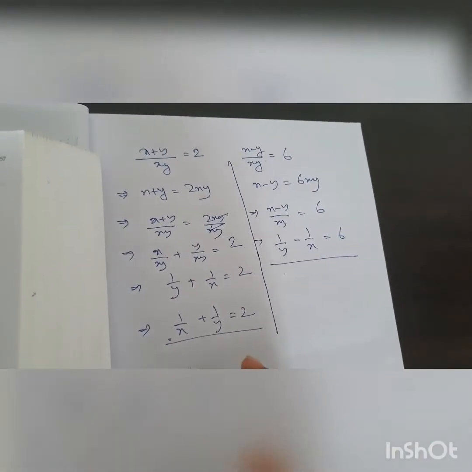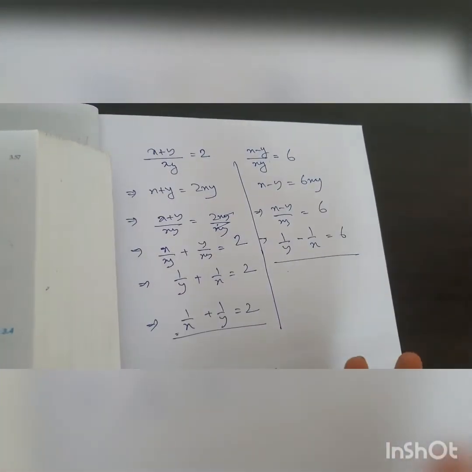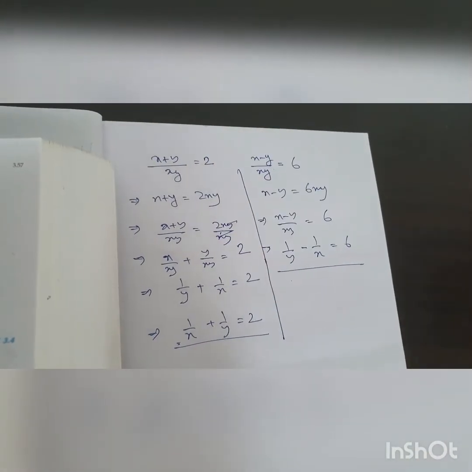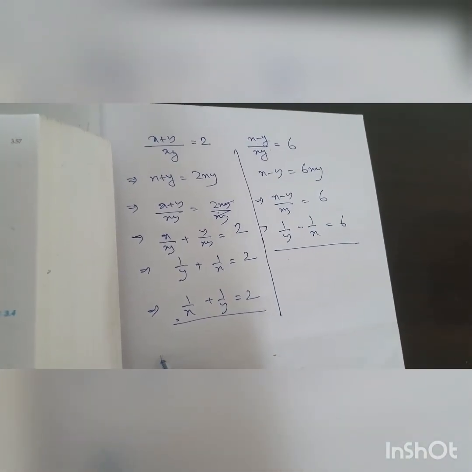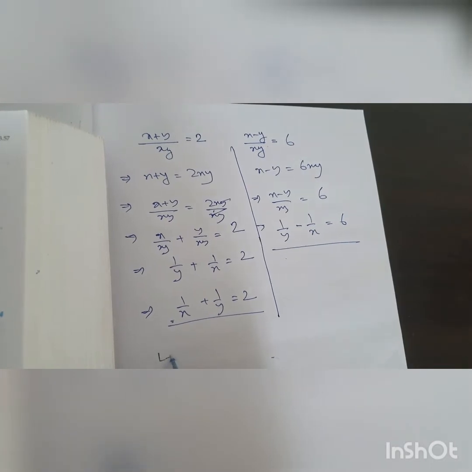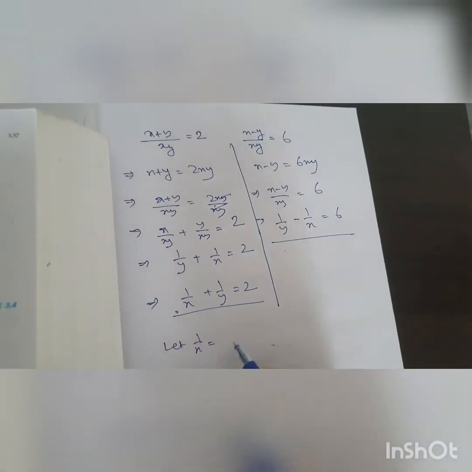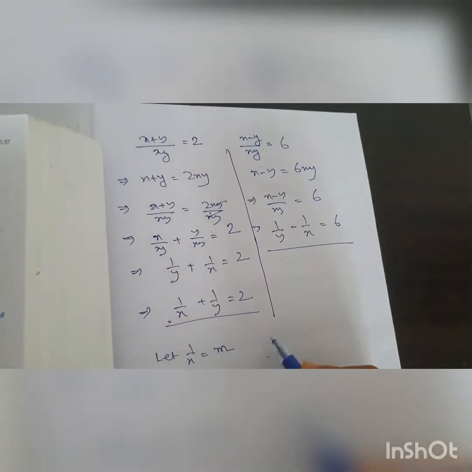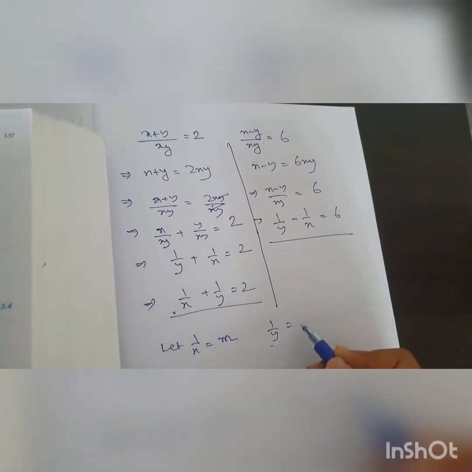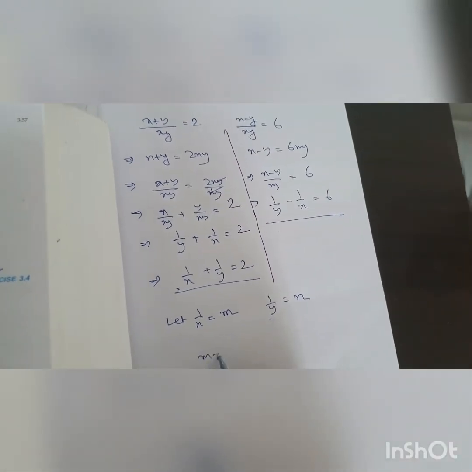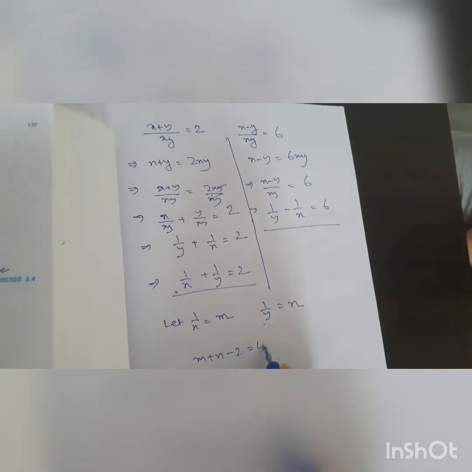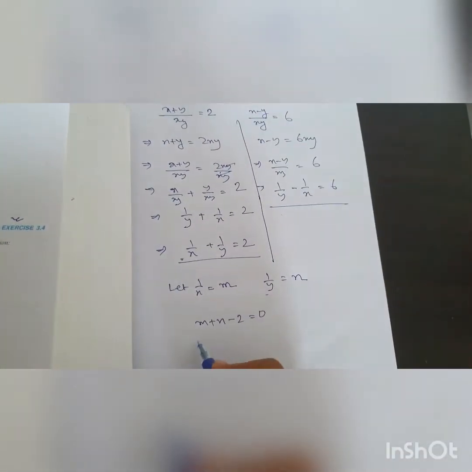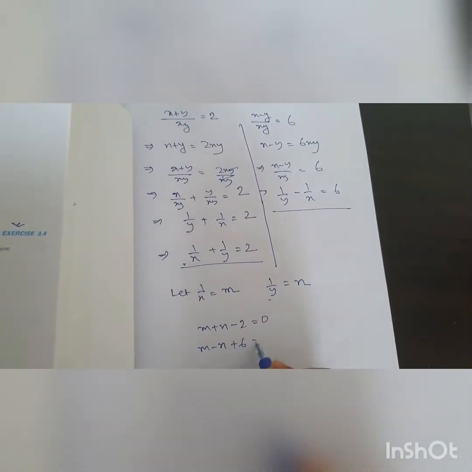Now if anybody says elimination method, always do by elimination method. But here it is mentioned that do by cross multiplication method. Then what you have to do in case of cross multiplication method, same thing, let 1 by x be equal to m, let 1 by y be equal to n. So you get m plus n minus 2 is equal to 0, and this one you get m minus n plus 6 is equal to 0.